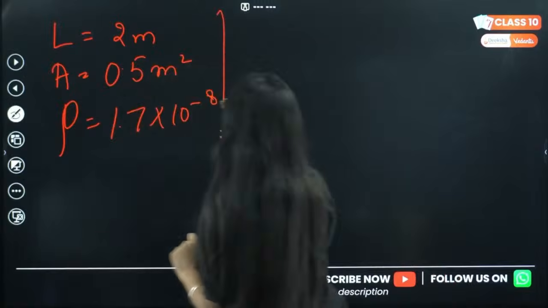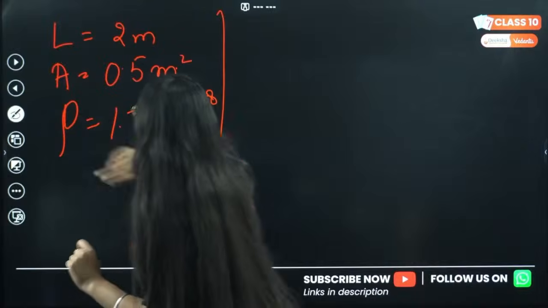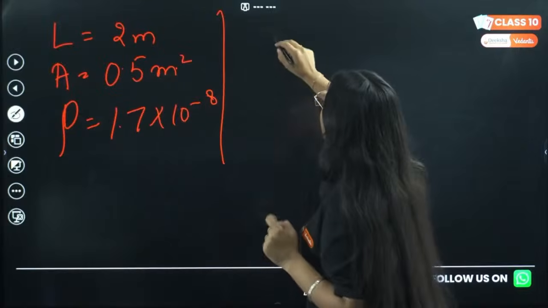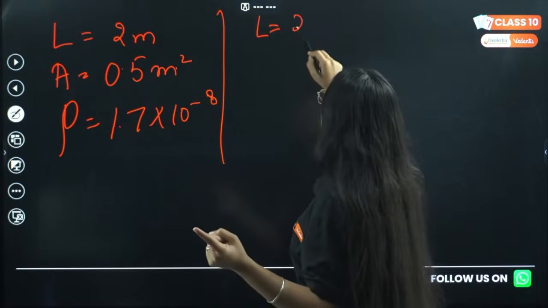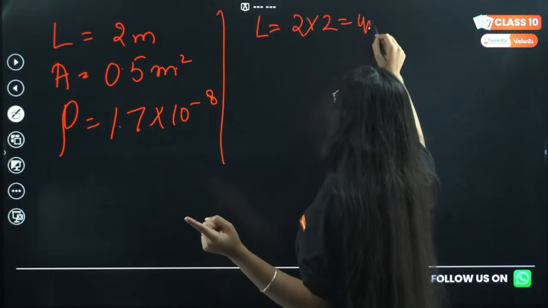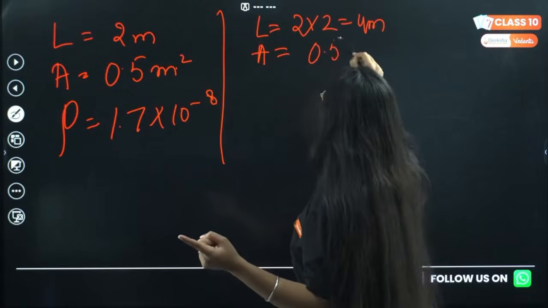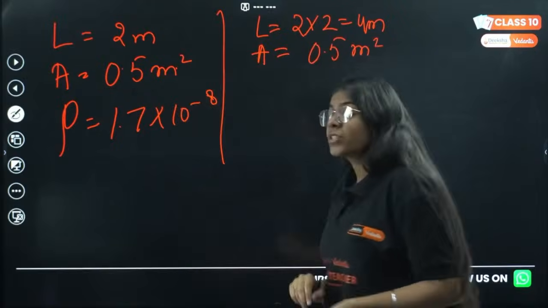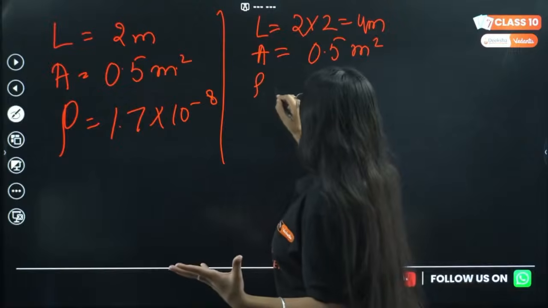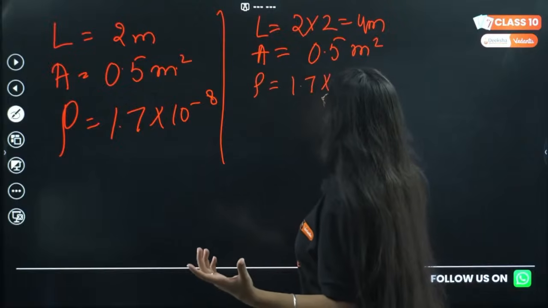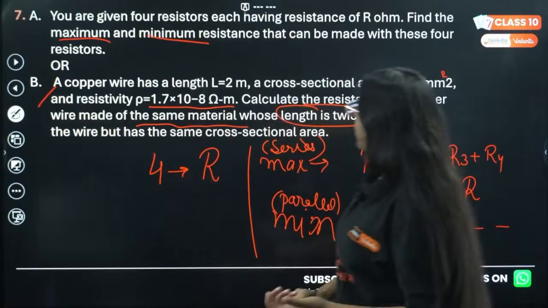Now there is another wire. So we have another wire whose length is twice the length of the previous wire. So 2 into 2, it will be 4 meter. Then area of cross section was same, that is 0.5 meter square. Now since it is made up of same material, the resistivity will be same. The resistivity will be 1.7 into 10 raised to the minus 8 ohm meter only. And what we need to find?